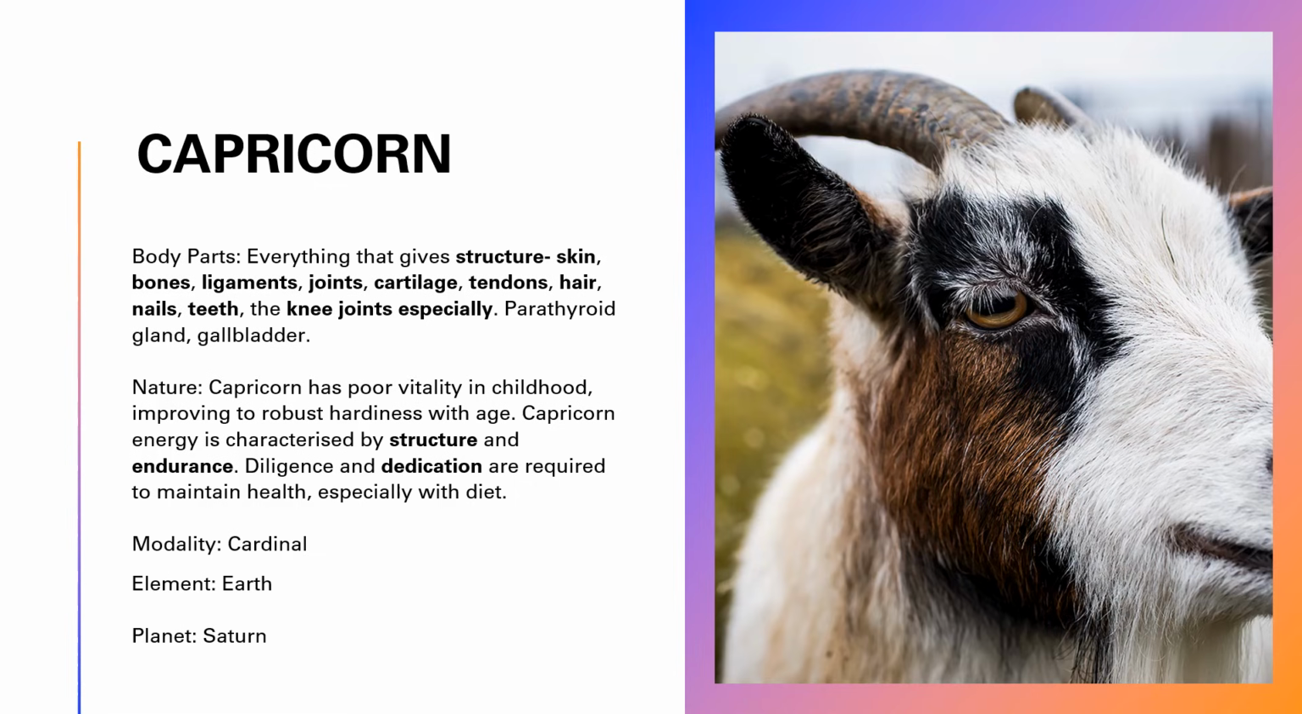It is a cardinal sign again, so it does have that go-getter energy, that initiating energy. An earth sign, which brings that resilience in the structure. That's why it's got that association with physical structure. And its ruling planet is Saturn. And if you know anything about Saturn, Saturn can be a disciplinarian. It rewards hard work.